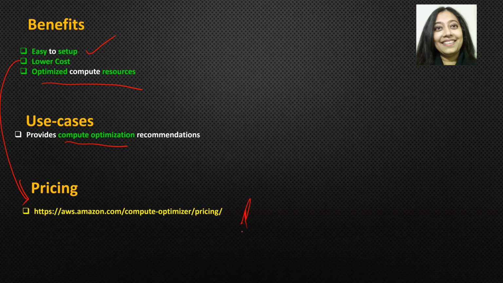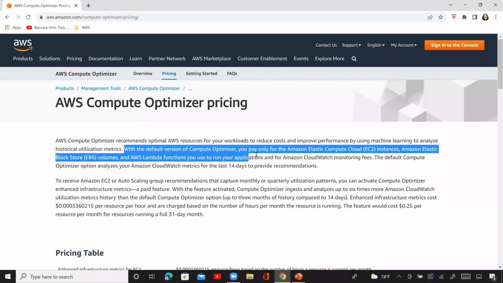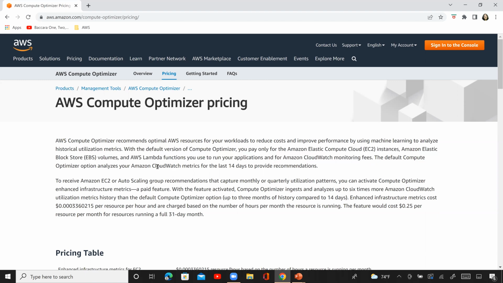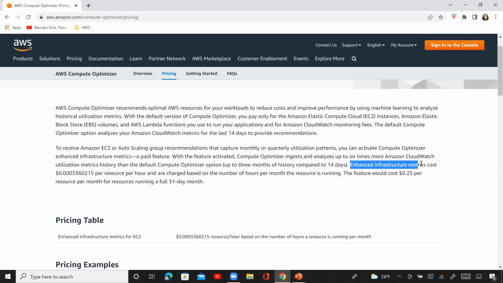Now let us look at pricing. So I have this link open right here. With the default version, you typically don't pay anything, but you only pay for the resources that you want to optimize, which you will anyways pay for, like your EC2 instances or your EBS volumes or your Lambda functions, and of course your CloudWatch monitoring fees. But remember, the default option only considers the utilization data and the CloudWatch metrics for your last 14 days. If you want to go for the paid feature, which is the Enhanced Infrastructure Metrics Mode, right?